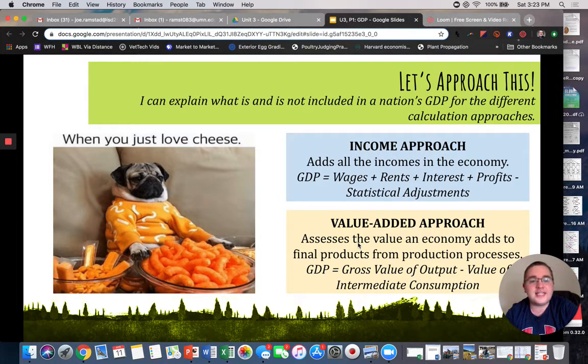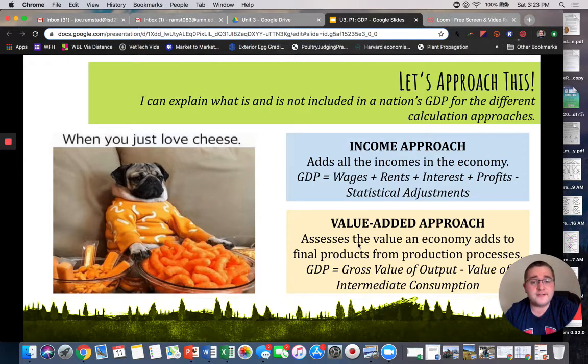So the second and third approaches are called the income approach and the value-added approach. The income approach is pretty simple. It adds all of the incomes in the economy together, and that's the way we derive GDP in this approach. So this is simply wages plus rents plus interest plus profits minus statistical adjustments. And statistical adjustments are things like depreciation on equipment, perhaps any specific things that need to be revised for GDP. We'll get into that a little bit later, but the main one there is depreciation.